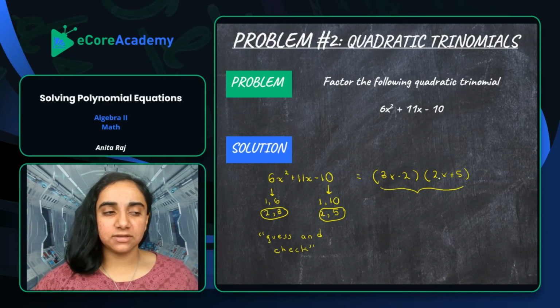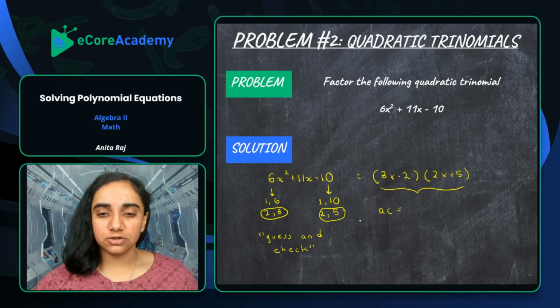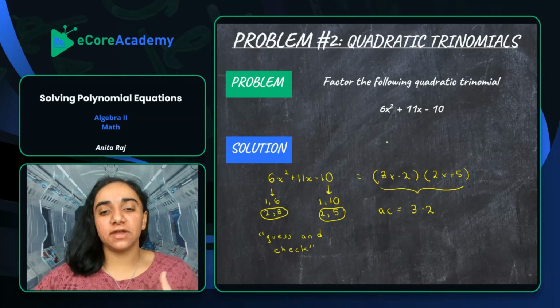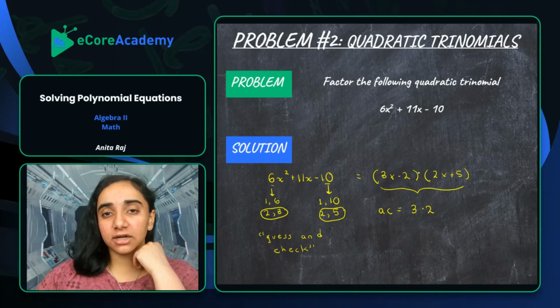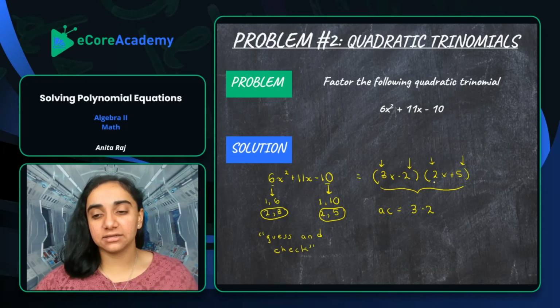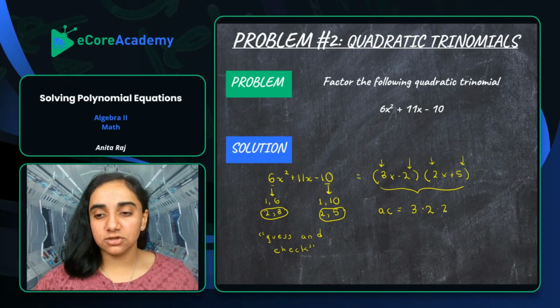And I want to bring back this concept of the product of a times c. So a times c is going to be 3 times 2. Because what we do with the product of a times c is pretty much multiply 6 and 10 together, because this is a, this is c. So the product of a times c is the product of all of the factors. The factors are 3, 2, 2, and 5. In this case, we're just going to ignore the x's.